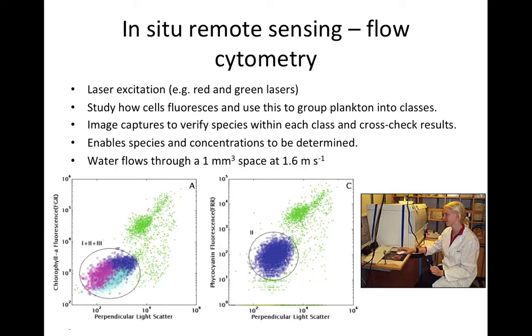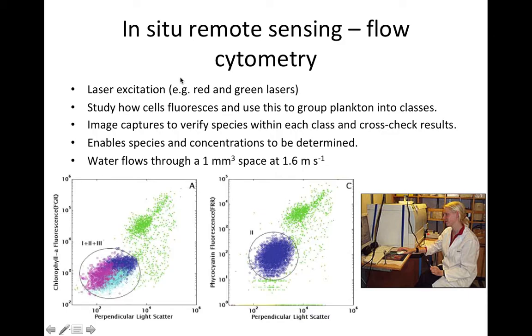So an example of in situ remote sensing is a method called flow cytometry. This is one approach where you could take your water sample you've collected with your Niskin bottle, and then push it through a flow cytometer to study the distributions of the plankton within it. It's a pumped system, so you pump your water through a very small space. This is a 1 millimeter cubed area of space, and the water is being pushed through at 1.6 meters per second in this case. So it's quite a fast flow for a very small space.